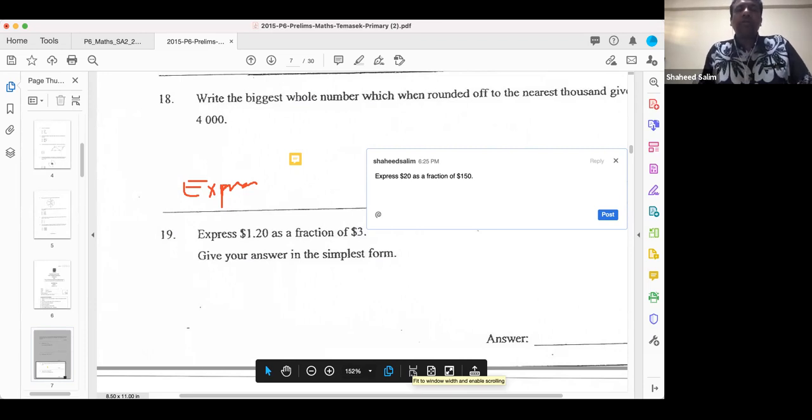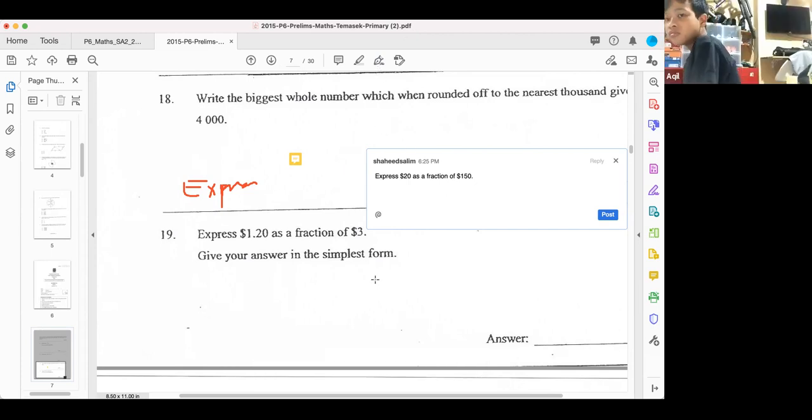No need to change to cents because this one both dollars already. No need to change to cents. Anybody? Very simple. How come you don't know? Let me see. Anyone say an answer? Come on, boys.